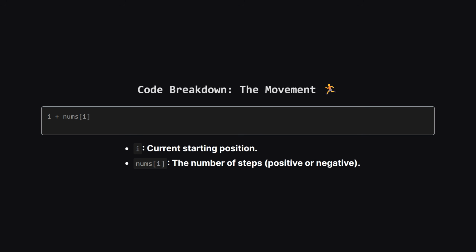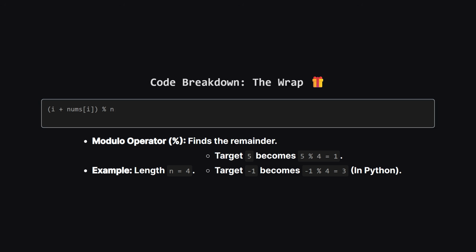But this raw index might be way out of bounds. It could be greater than the list size, or it could be negative. That's where the modulo operator, the percent sign, comes in. By taking our raw target index and doing modulo n, we wrap it back into the valid range. For example, if our list length is 4 and we try to go to index 5, modulo 4 brings us back to index 1.